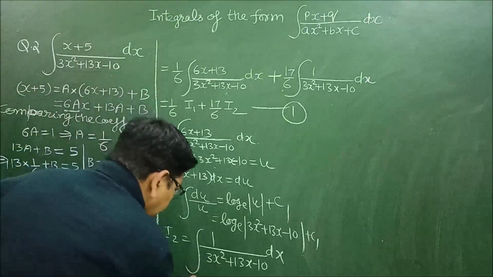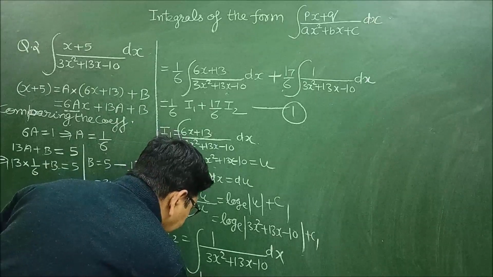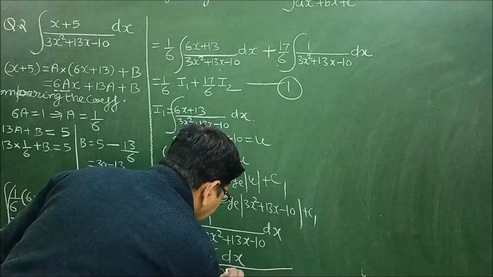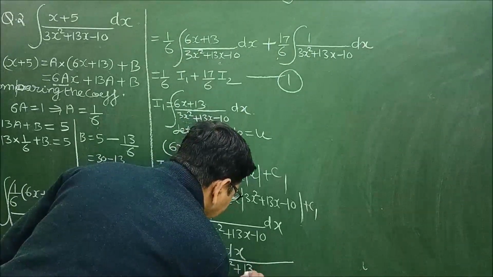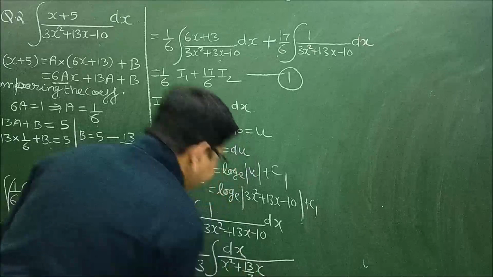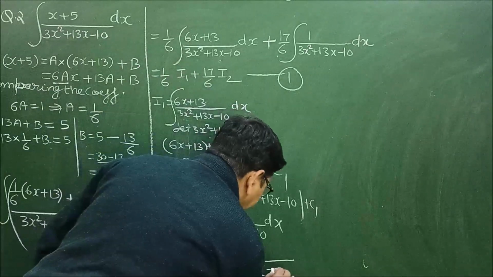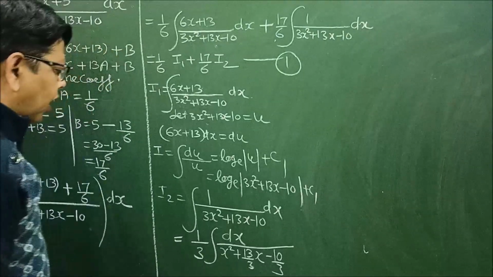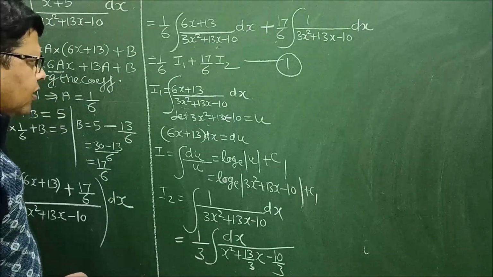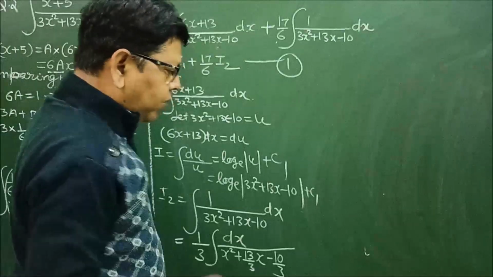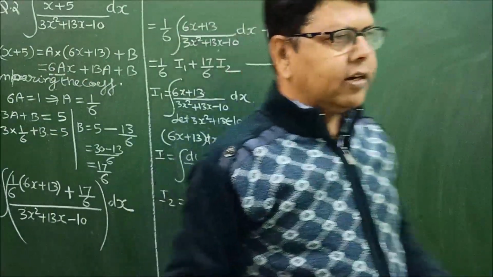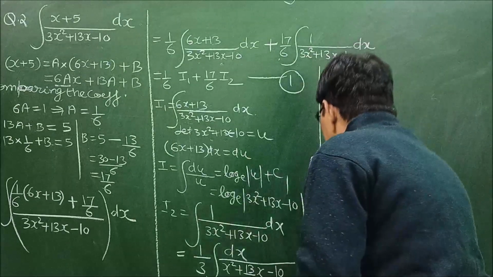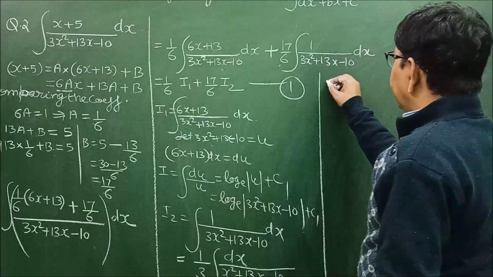If we take 3 as common, we get 1 upon 3 ∫ dx upon x² + (13/3)x − 10/3. Now the half of 13 upon 3 is 13 upon 6. To make it a perfect square, let us add (13/6)².